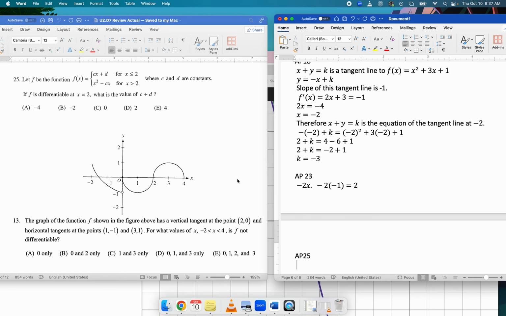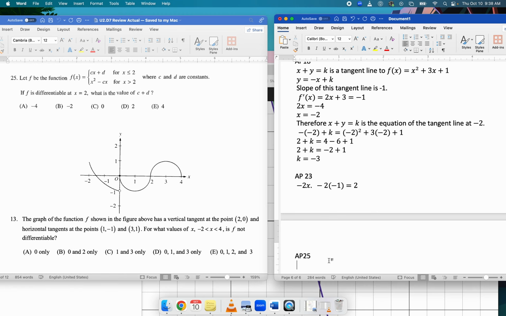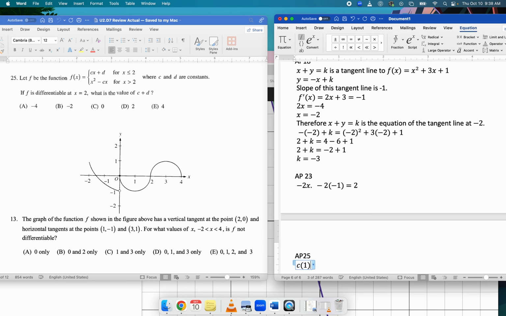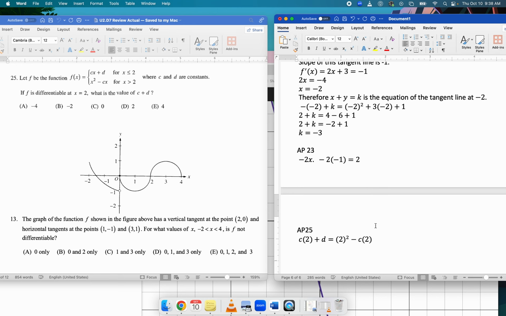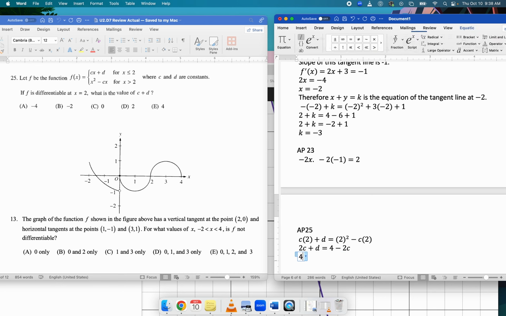Okay, so it's differentiable at 2. That means the values of the original function have to match, so c times 2 plus d is equal to 2 squared minus c times 2. That's 2c plus d equals 4 minus 2c. So 4c plus d equals 4.